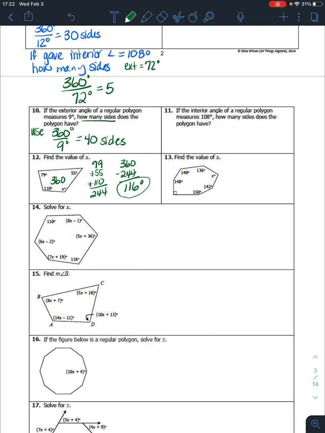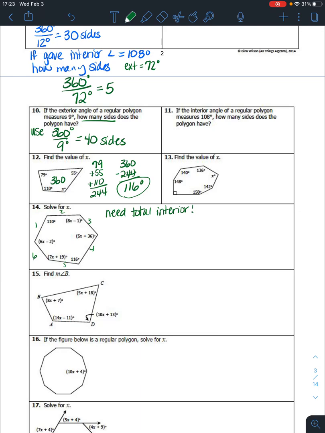Now, for number 14, I want to know what x is. Well, in order to do that, when I did it with a triangle, I knew triangles added to 180. I know quadrilaterals add up to 360. What I don't know off the top of my head is what this 1, 2, 3, 4, 5, 6-sided figure adds up to. That's where you have to go back to your sum of your interior. Okay, so you need your total interior so that you know what to set it equal to.